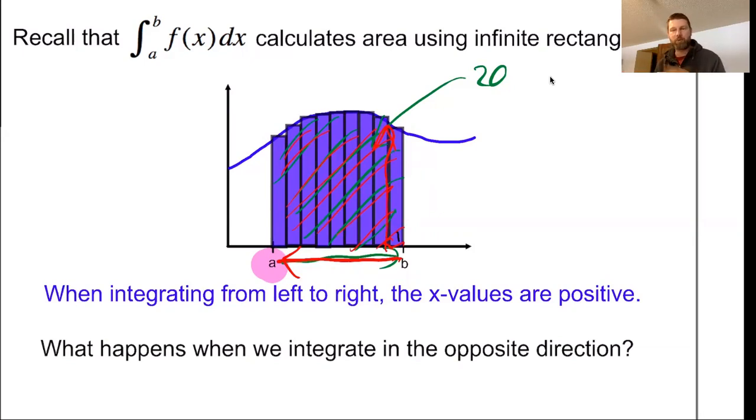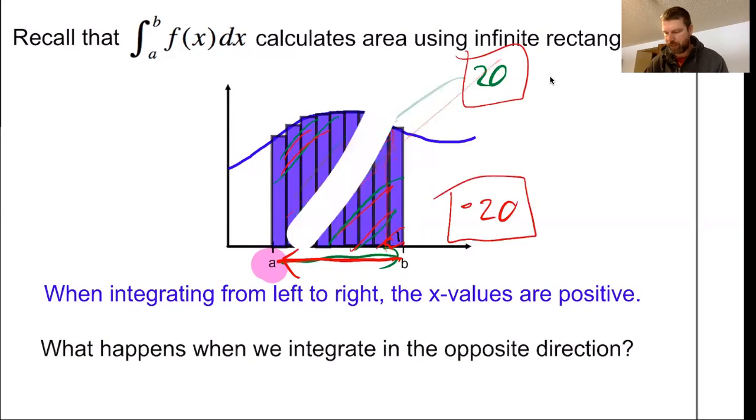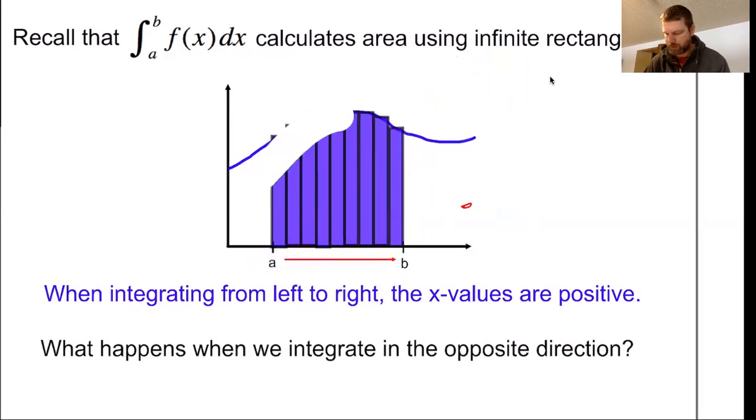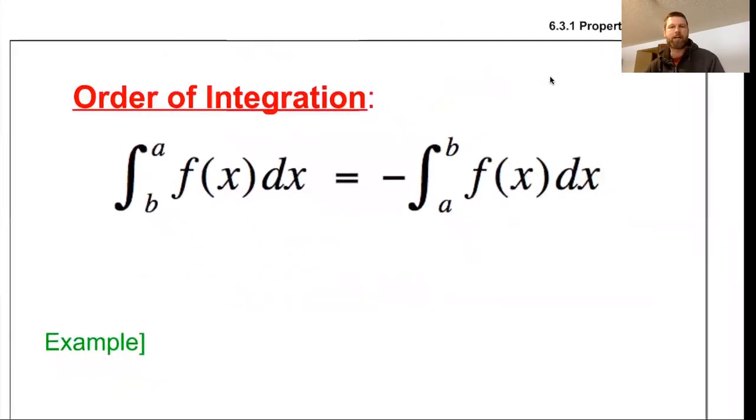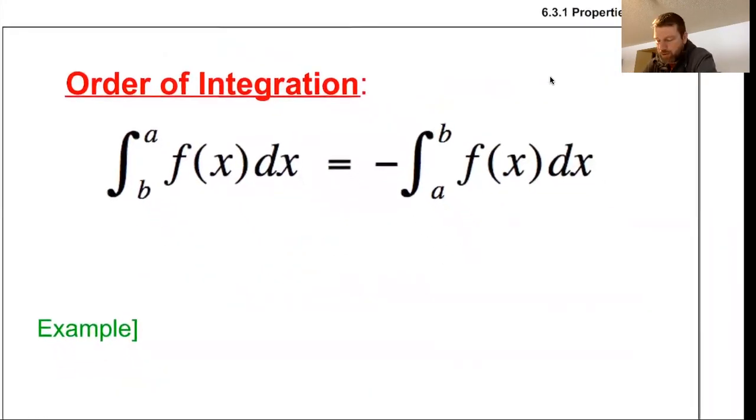So if I do it backwards, I'm going to get the same 20, but instead of a positive 20, I get a negative 20. So what happens when you reverse the limits of integration, that a and that b? You end up with the same exact answer as before, but negative. So when you have b to a, that's the exact same thing as flipping it from a to b, but then you have a negative result, an opposite sign.